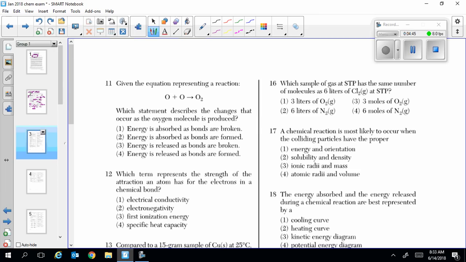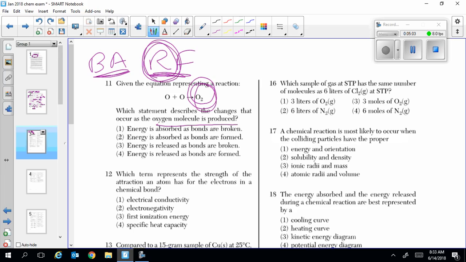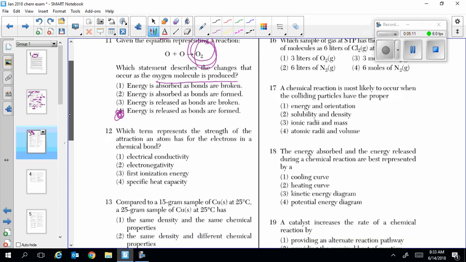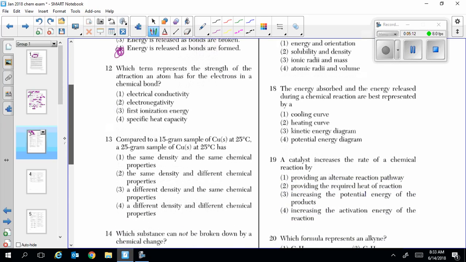Given the equation representing a reaction, which statement describes the changes that occur as an oxygen molecule is produced? So I want to remember that saying BARF: broken, absorbed, released, formed. So I'm forming a molecule, so I want to release energy. So energy is released as bonds are formed. There it is. If you always use that saying, you're always going to get that one right.